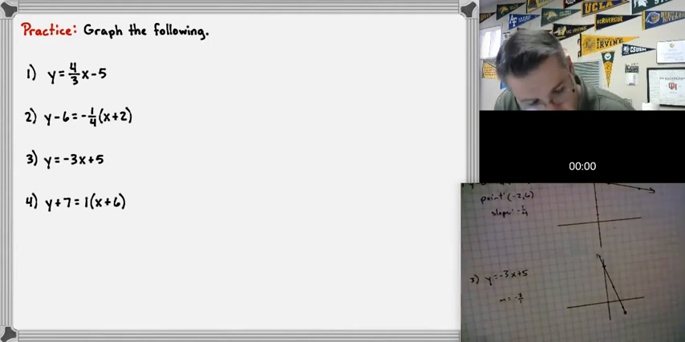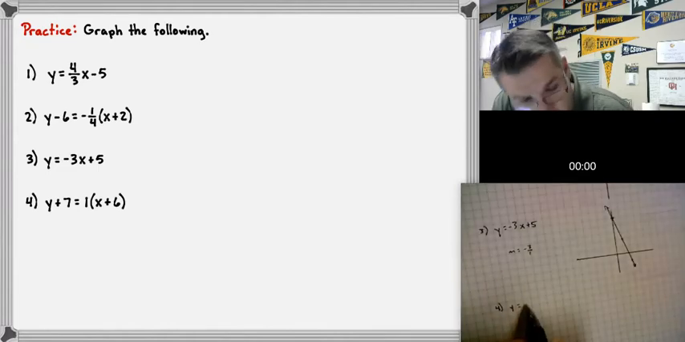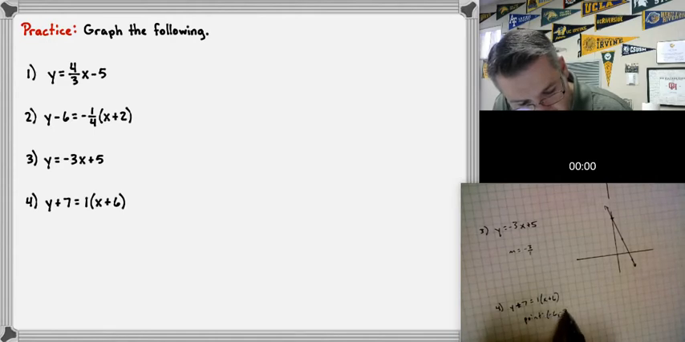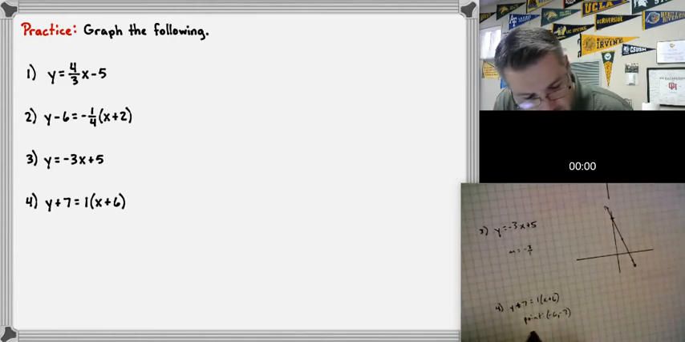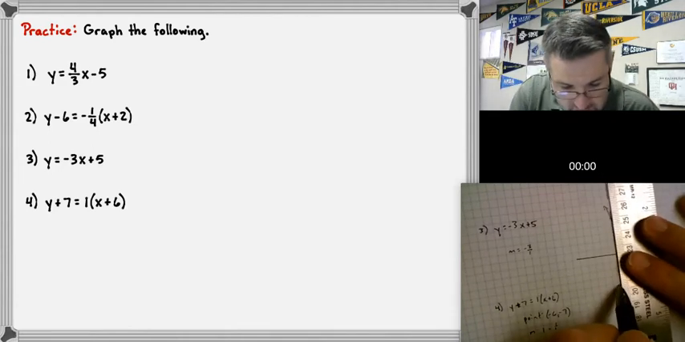Okay. Number 4, last one for graphing here, we got y plus 7 equals 1 times x plus 6. Well, our points, remember, change the signs, negative 6 comma negative 7. And our slope is 1. What does that mean? That means 1 over 1, right? 1 over 1. So we'll go ahead and graph this.